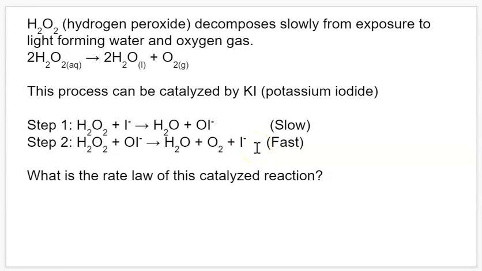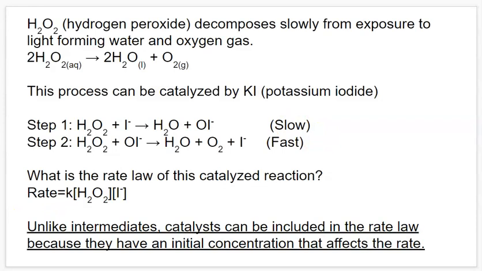Now, if we determine the rate law for this catalyzed reaction, we're of course going to base it off of the rate determining step. So what it's going to look like is this, where the rate is equal to k times the hydrogen peroxide concentration times the iodide concentration. Now, unlike intermediates, catalysts can be included in the rate law because they do have initial concentrations that will affect the rate law. You'd probably notice that depending on the amount of iodide that you added to the reaction, it's going to alter the rate at which the reaction occurs.